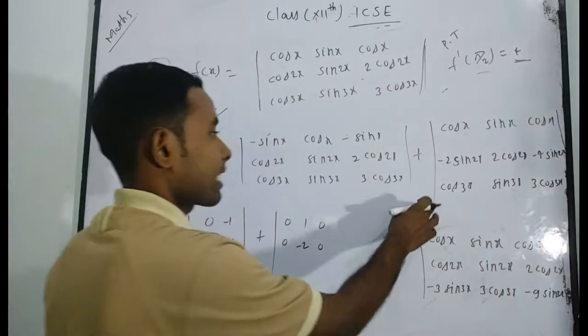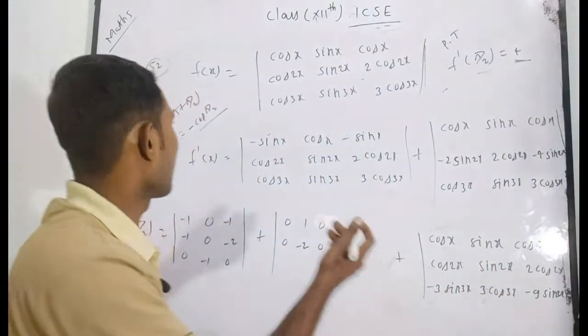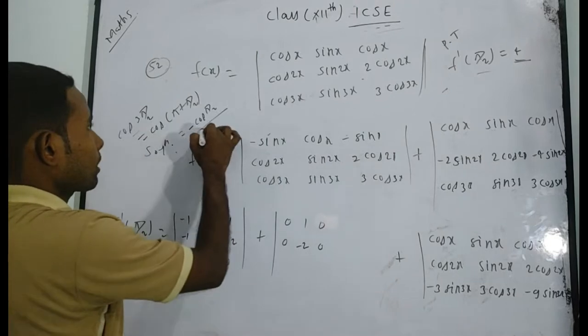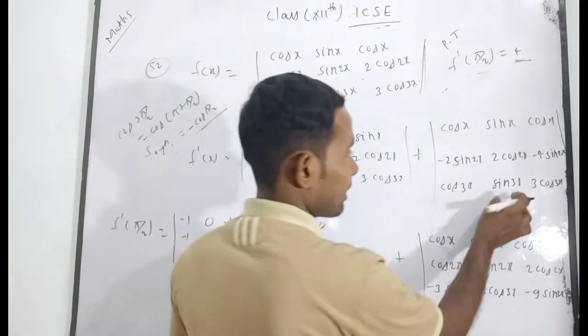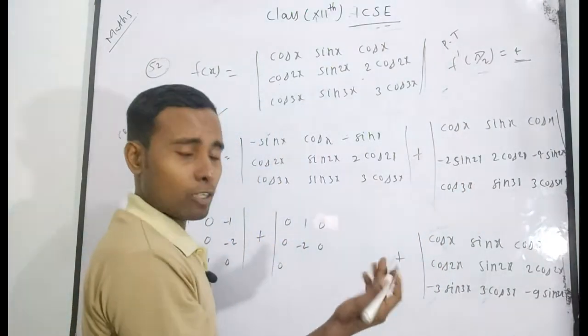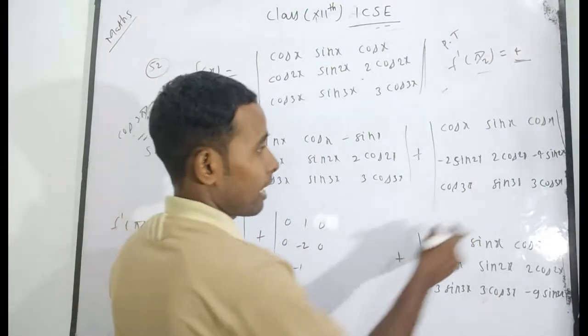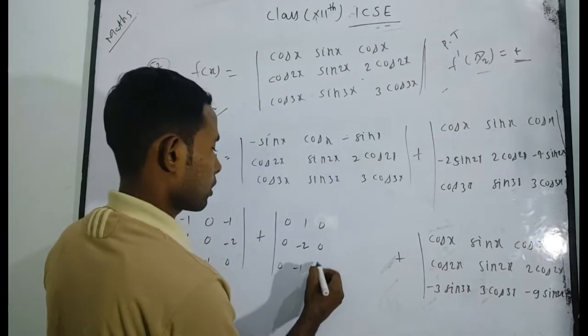Now cos 3x at 3π/2. The value of cos 3π/2 will be minus cos π/2, so its value will be 0. Sin 3π/2 will be minus sin π/2, so it will be minus 1. And cos 3π/2 again will be 0.